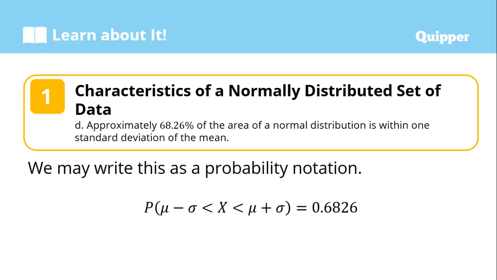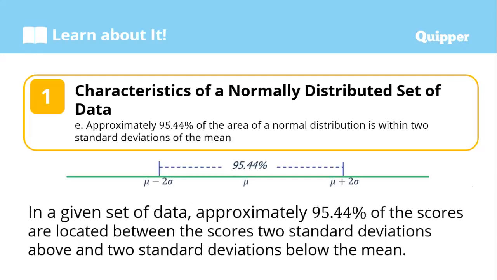So when we write this in probability notation, the probability of x is greater than below the mean, 0 minus standard deviation, but less than above the mean, 0 plus standard deviation. Okay? That is it.